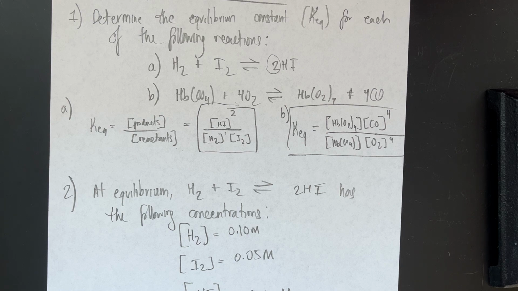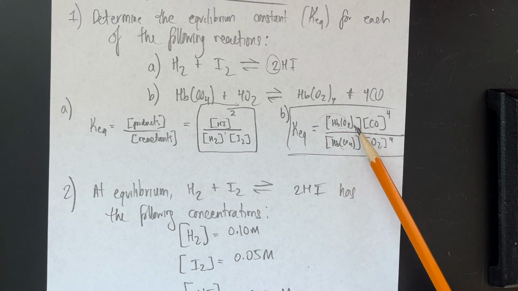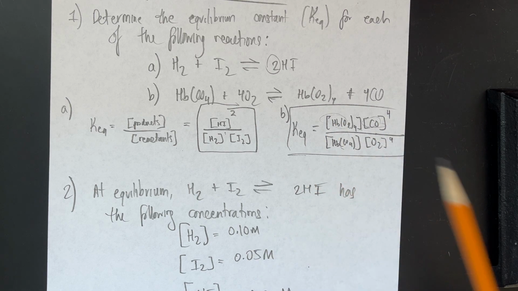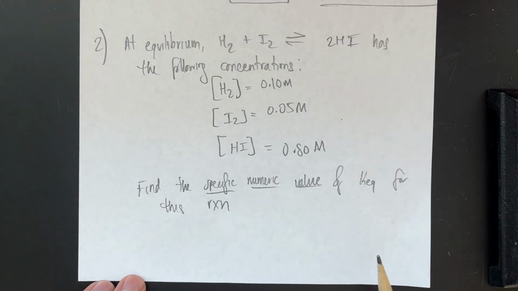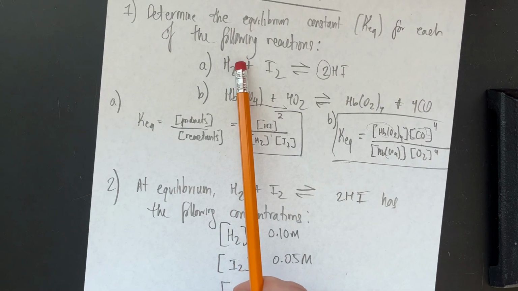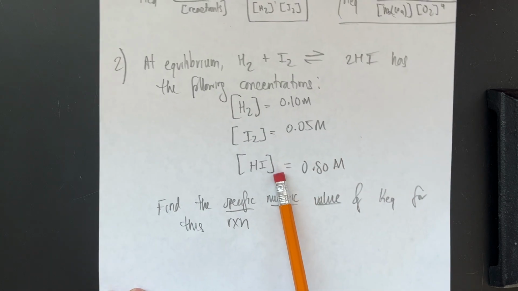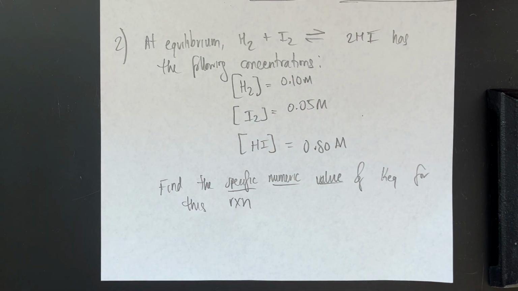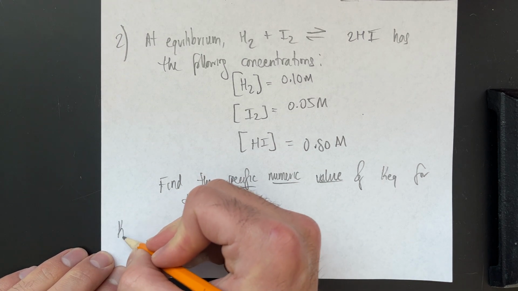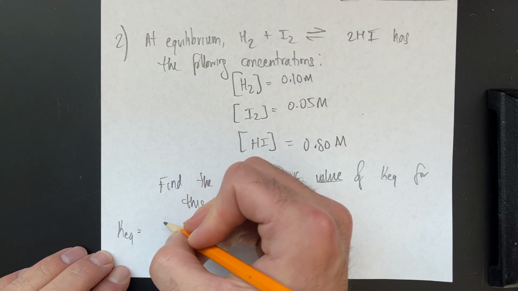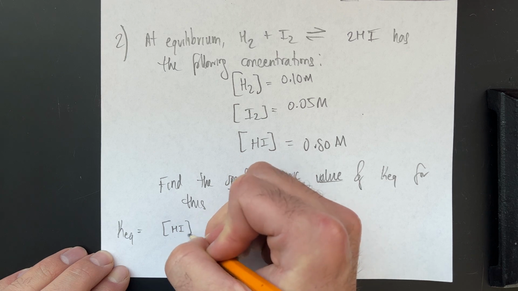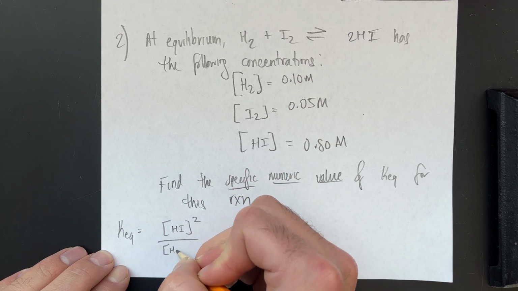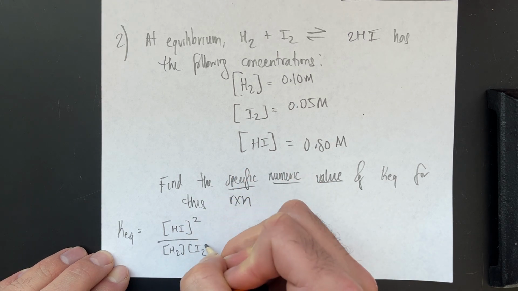Now how can we get actual numbers here? So instead of just having HbO2 4 or CO, how would you get numbers? Well, they have to be given to you, and then you can solve for it. And so let's take A again. This time I'm actually going to give you the concentrations. Can you find the specific numeric value of KEQ for this reaction? Well, you can, because we know KEQ, as we just wrote, is HI squared over H2 times I2.